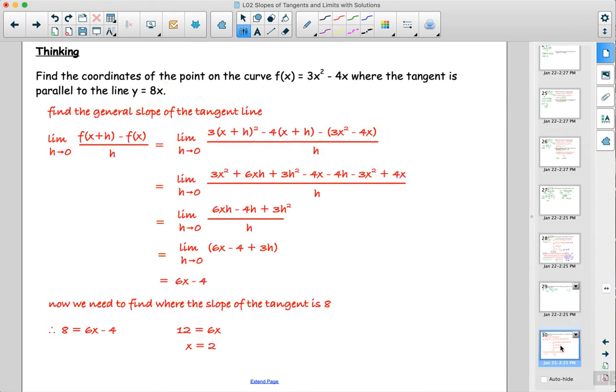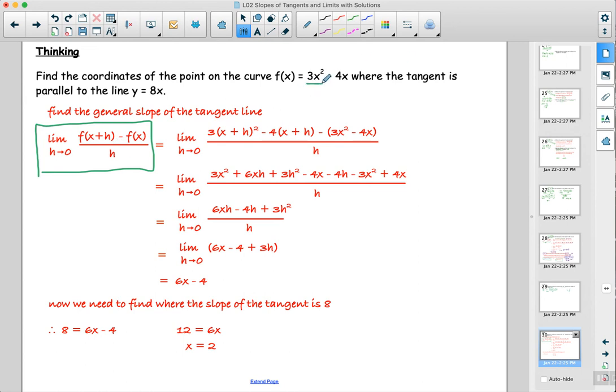I'm just going to move forward. All right, so as I mentioned on the previous slide, the first thing I want to do is I need a general equation to find the slope of the tangent anywhere. And I did mention that I want to know where the slope of the tangent is 8. So I'm just going to start with this little bit here.